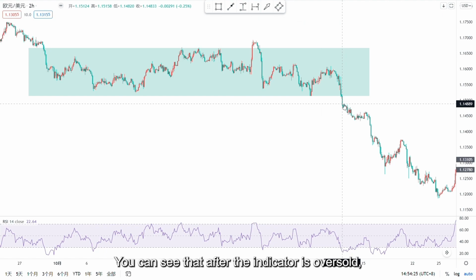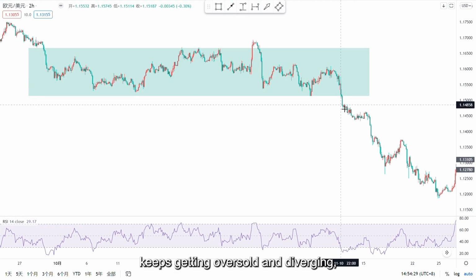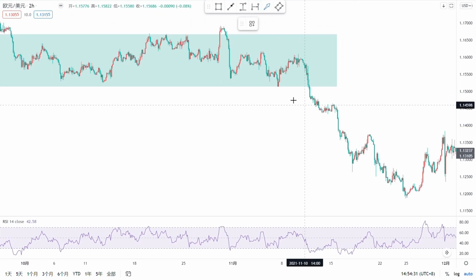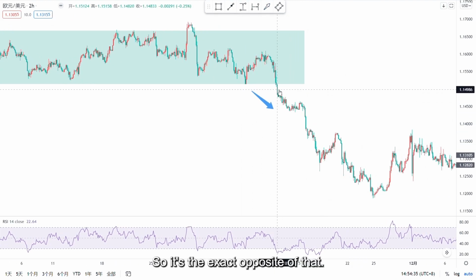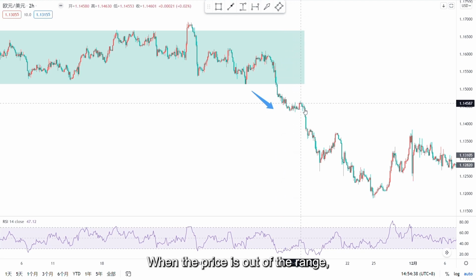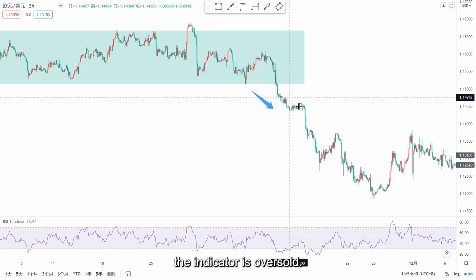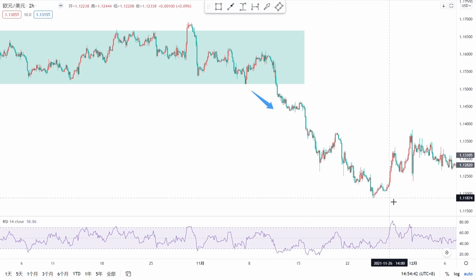You can see that after the indicator is oversold, it keeps getting more oversold and diverging. But it still doesn't work. It keeps going down, and that's a pretty big drop. So it's the exact opposite: when the price is out of the range and the indicator is oversold, you short it.